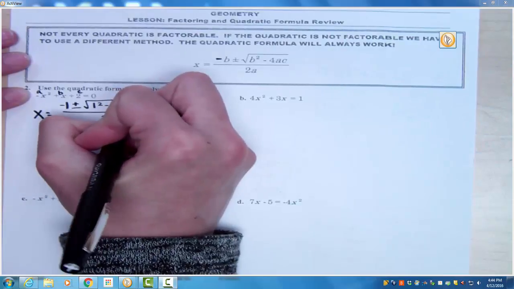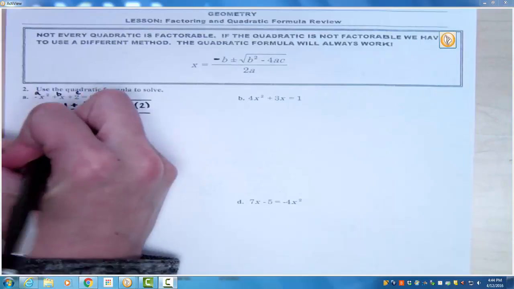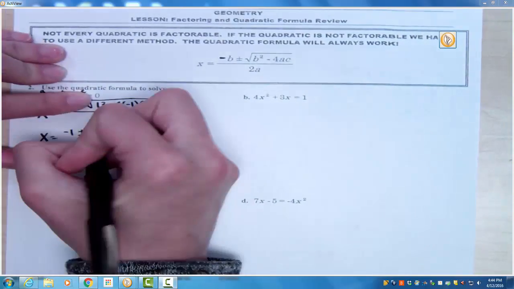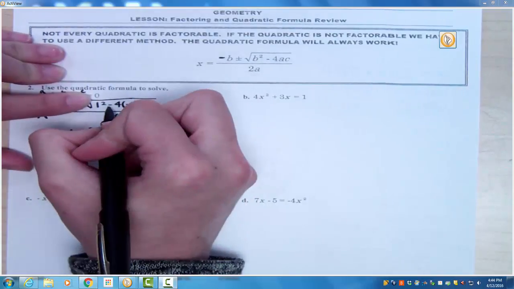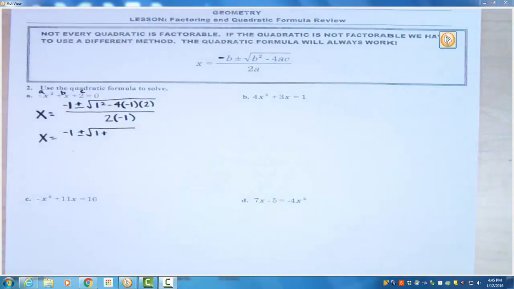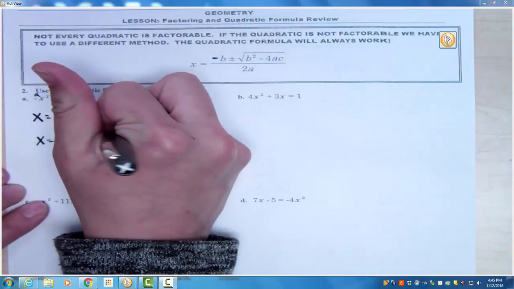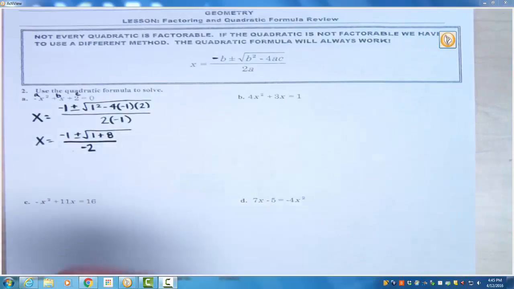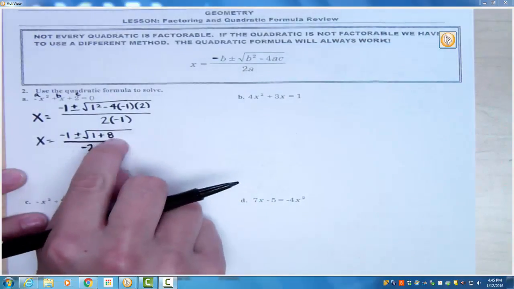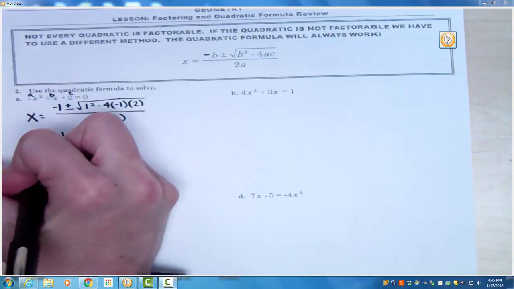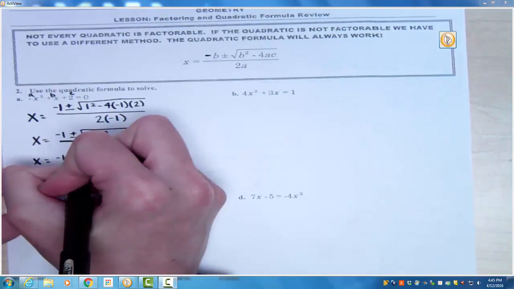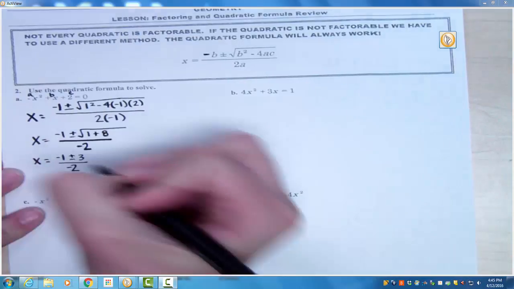Well, a is negative 1. So let's just simplify that all together. So I have x equals negative 1 plus or minus the square root. 1 squared is 1. I have minus times minus, so plus. 4 times 1 times 2 is 8, over negative 2. And so now I know that 1 plus 8 is 9, and the square root of 9 is 3. So x equals negative 1 plus or minus 3 over negative 2.